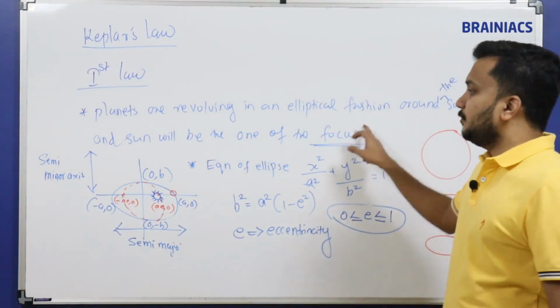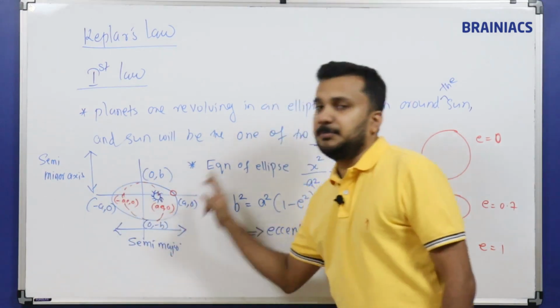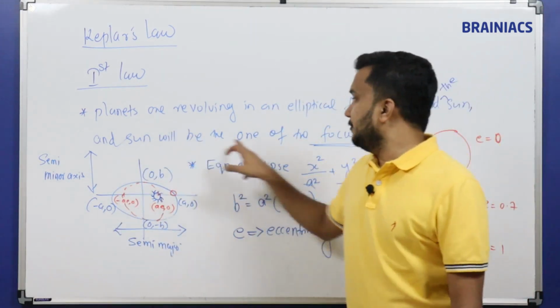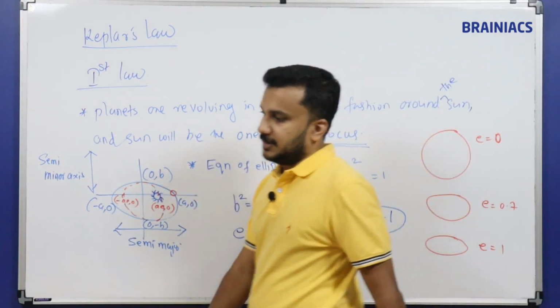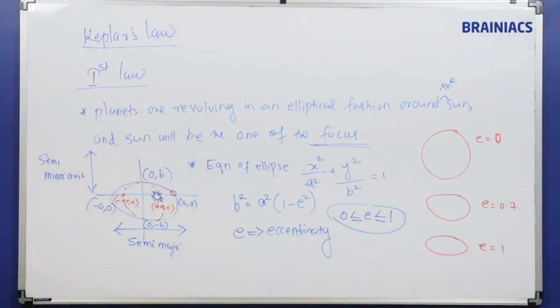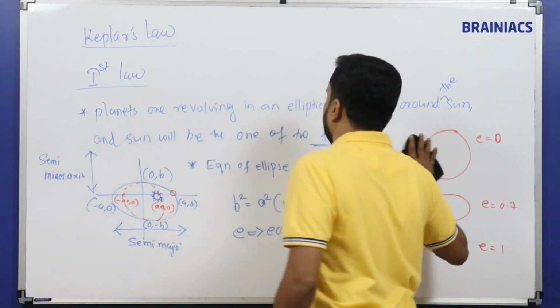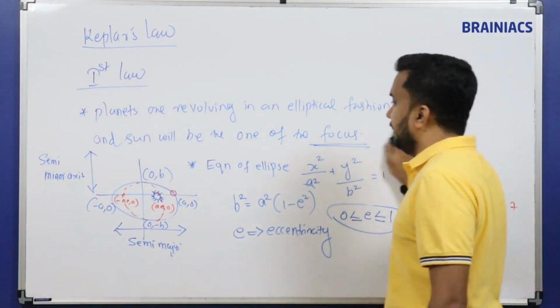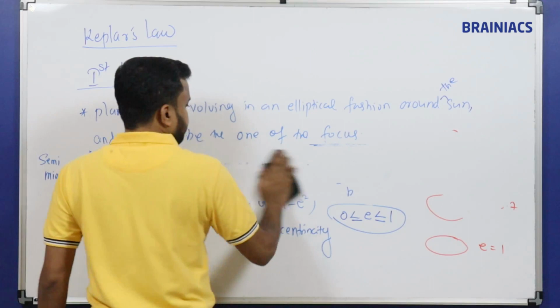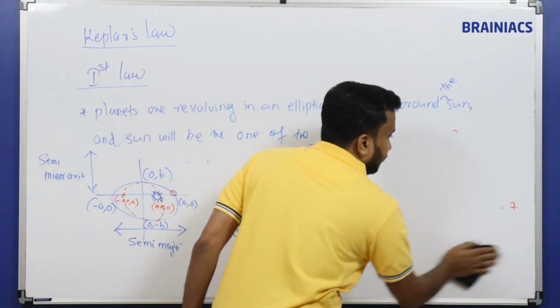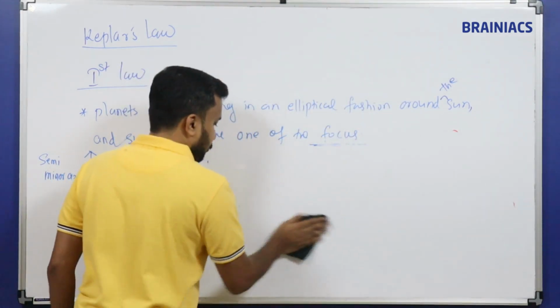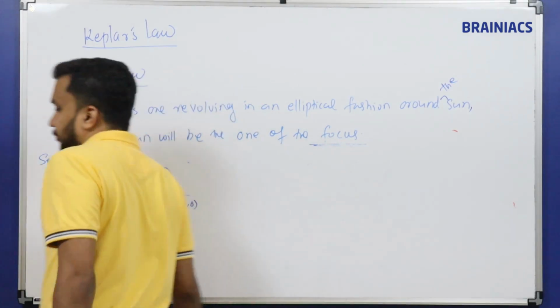So planets are revolving around the sun in an elliptical fashion, and the sun will be at one of the foci, which means the sun is at the coordinates (ae, 0). Hope this is clear to you. Okay, I have a couple of points. This is not fully finished, but I have to clear this area. Now the next point, all these points should be in your notebook, whatever I am going to write.